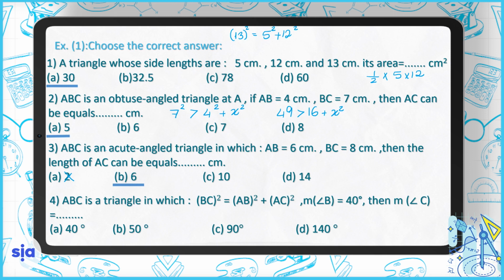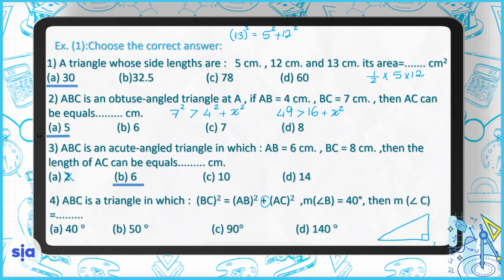Question 4. ABC is a triangle in which BC squared equals AB squared plus AC squared, where angle B is 40 degrees. Then what is the measure of angle C? As you can see here that we have a triangle and what's given is the Pythagoras theorem, right? Excellent. And as long as this is plus, so BC is the hypotenuse.